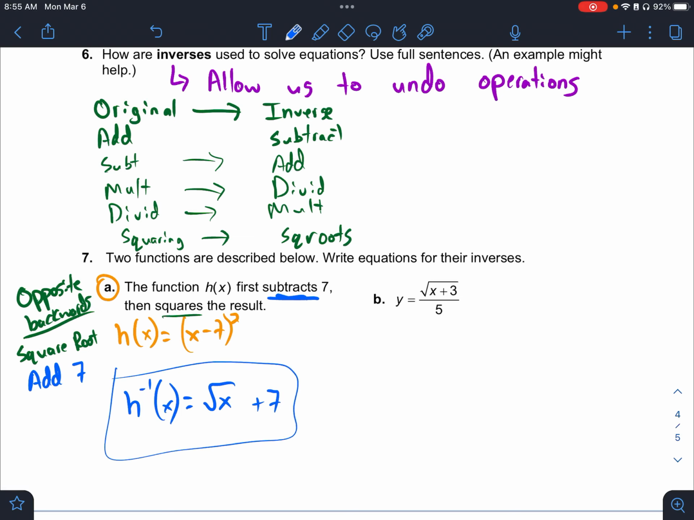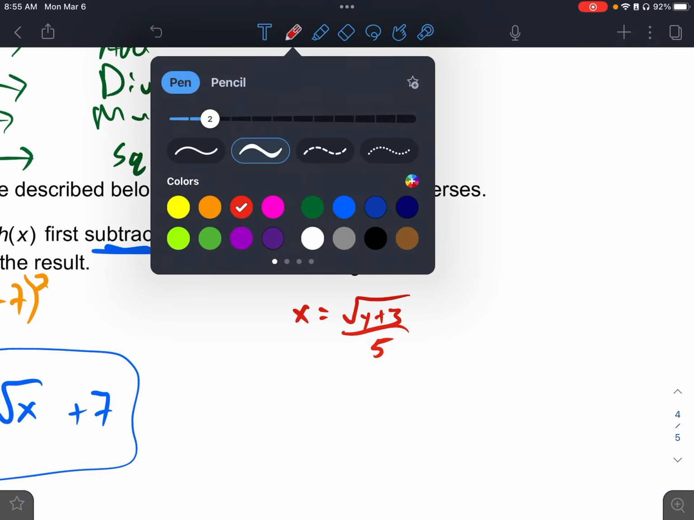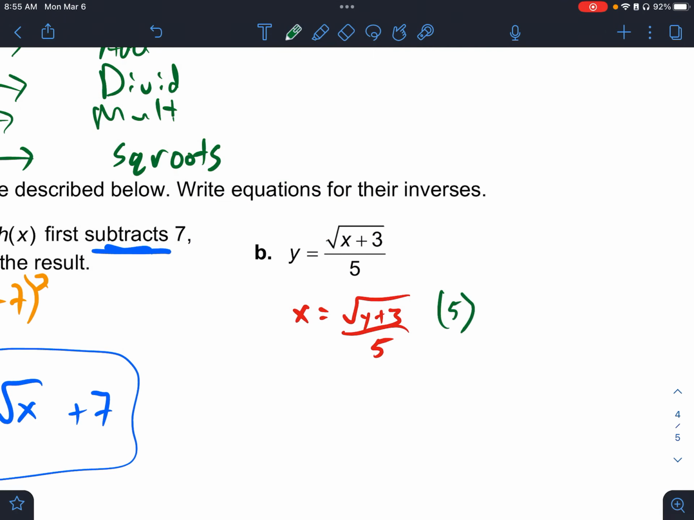This next one, when they give us the equation, we're just going to switch and solve. So I have x equals the square root of y plus 3, over 5. Now I'm just solving this for y. To do that, I'm going to multiply by 5 on both sides. That undoes my fraction. I get 5x equals the square root of y plus 3.